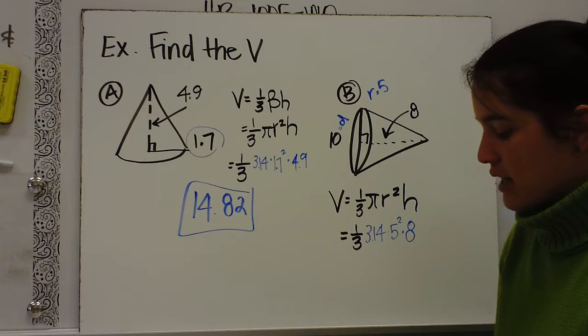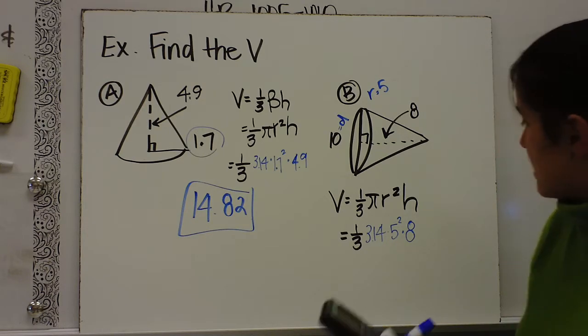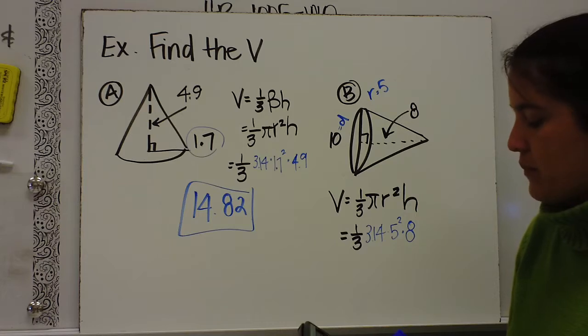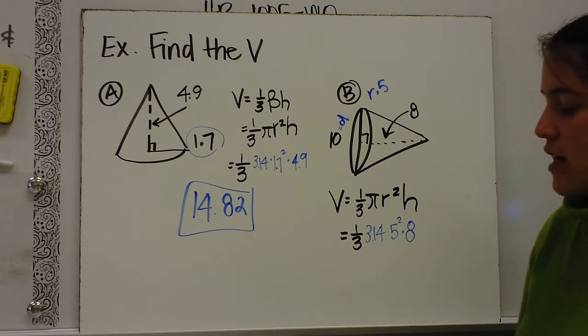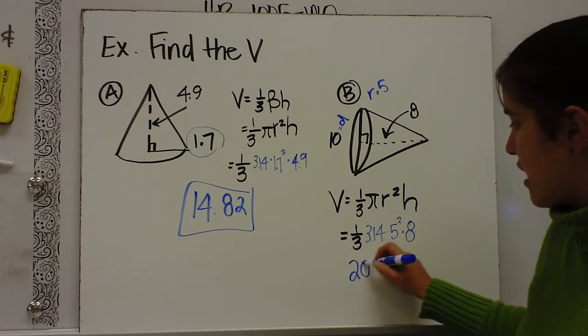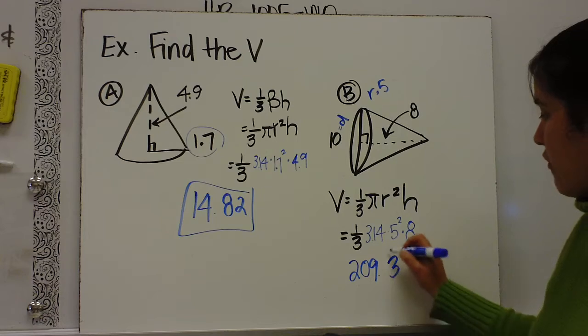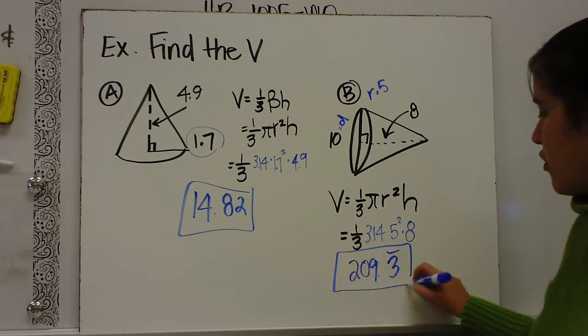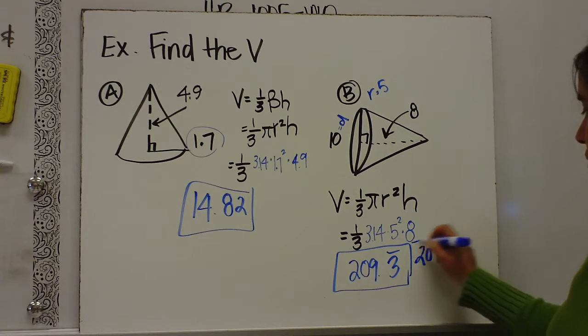So I type in again 1/3 in parentheses times 3.14 times the radius squared times 8. And I get 209.3 repeating. And so if you ever have a repeating decimal, you can put that bar over it. Or you could write 209.33. Same thing.